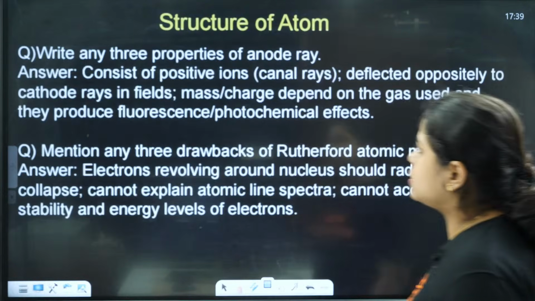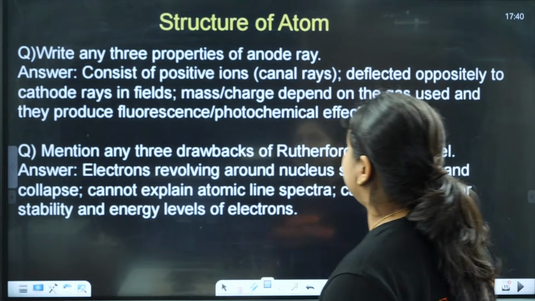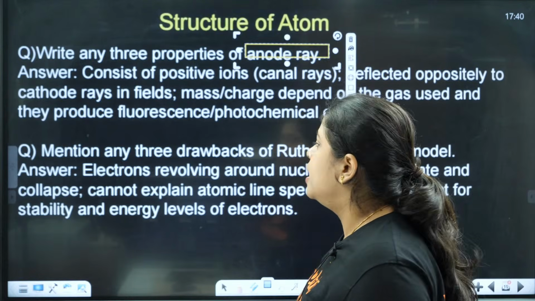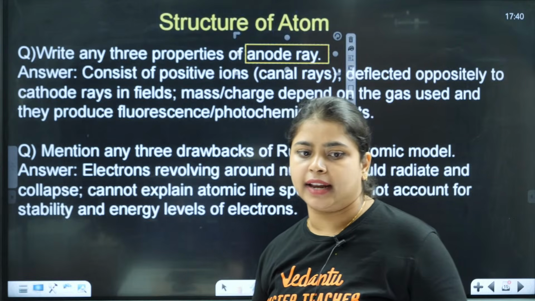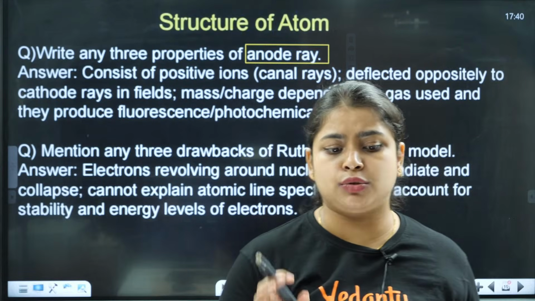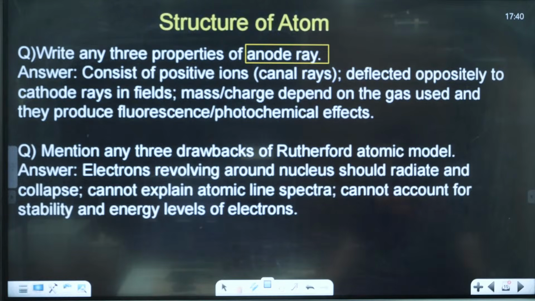Clear? Next question. Write any 3 properties of anode ray. Whether they ask about cathode ray or anode ray, it means any one of the two questions can come. Understood? Be active in the chat box, everyone.